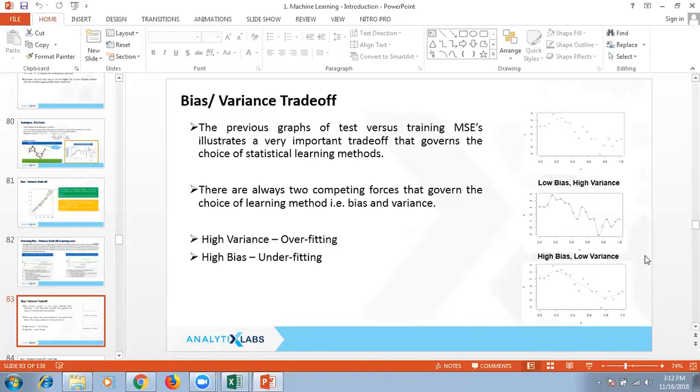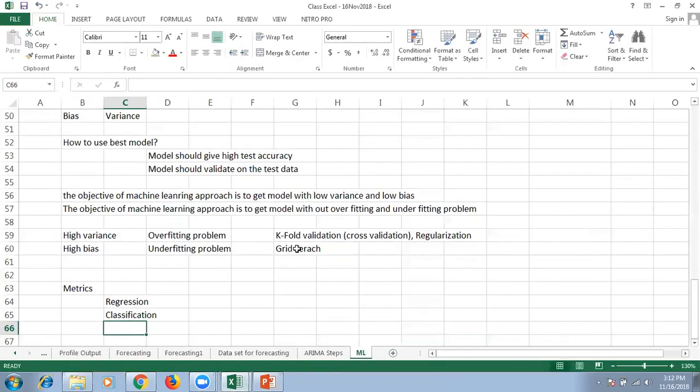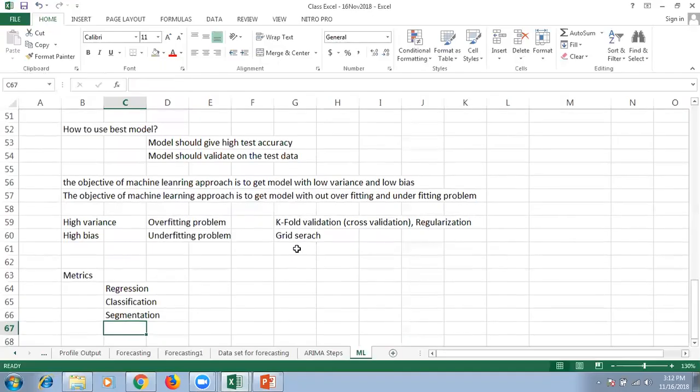Is this clear? The meaning of this one. And the other one is, I will explain what is a k-fold validation, etc. The other important thing is metrics. I think you guys remember regression related metrics, classification related metrics, segmentation related metrics, forecasting related metrics. Yes or no? So those metrics are something which we will use to compare the models.